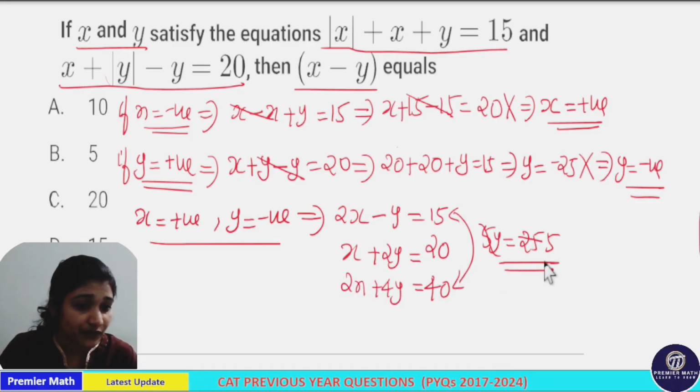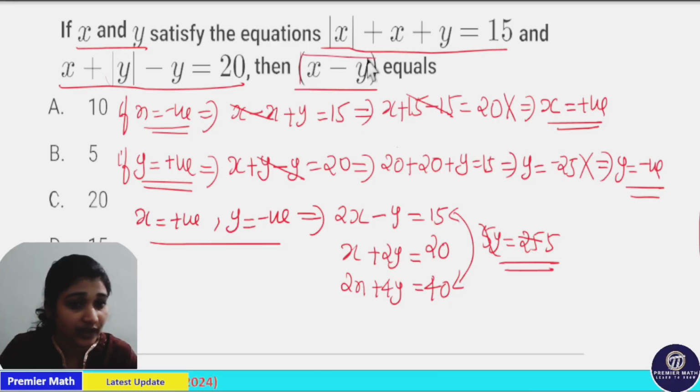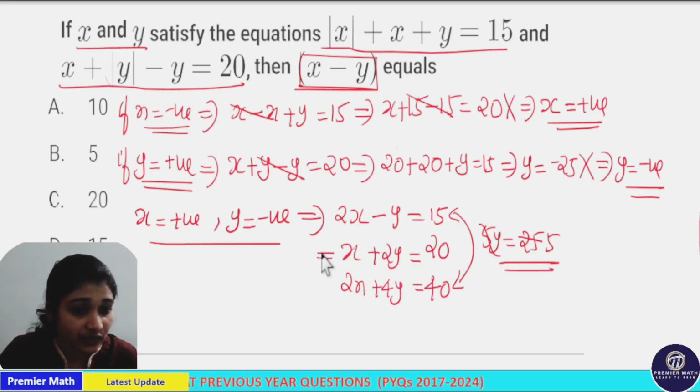y is equal to 5 from this, but actually y is a negative value. When we apply it for the final answer, we have to take y as negative because we assumed y as negative value. Now here y is equal to 5 from this equation, but actually it is negative. So if we give y equal to 5 in this second equation, x plus 2 into 5, 10. x plus 10 is equal to 20. Then x is equal to 10, which is positive value.